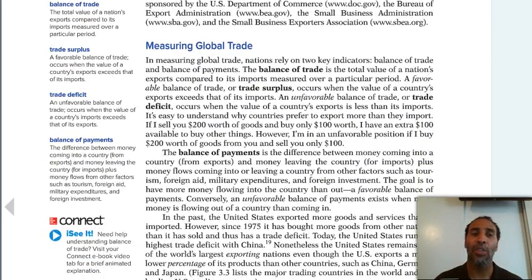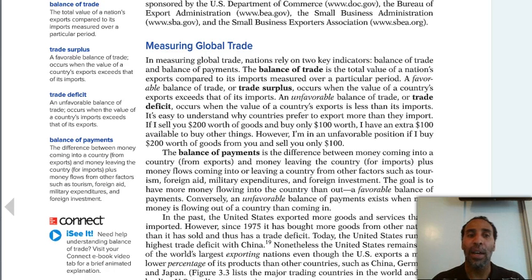I alluded to this earlier. Balance of trade is the total value of a nation's exports, compared to imports, measured over a particular period of time. Exports going out of the country, money's coming in. Imports, we're bringing things in and money's going out, right? So that's the balance of trade.